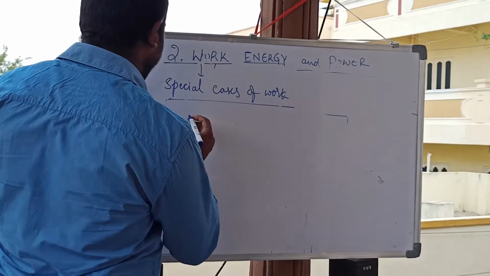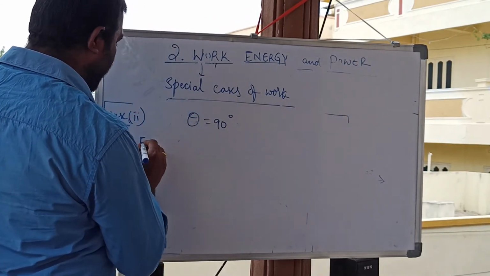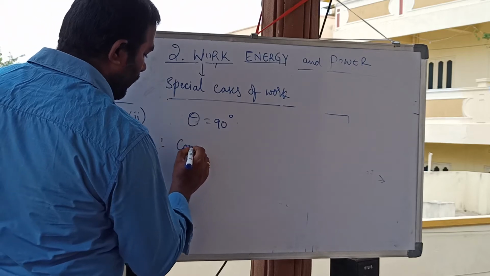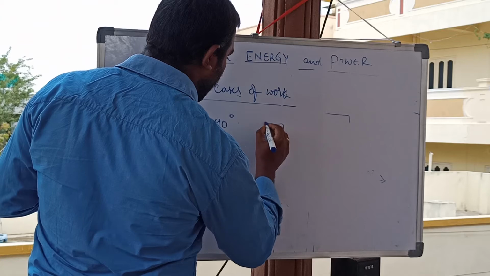Now case 2: theta is equal to 90 degrees. For example, we can take a coolie, when the coolie is carrying the weight on his head.